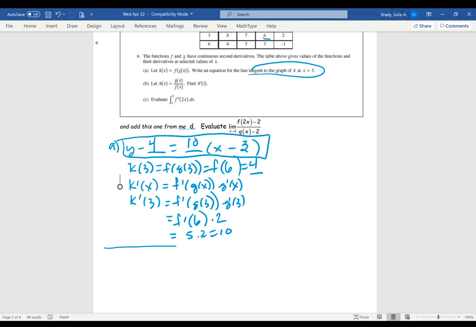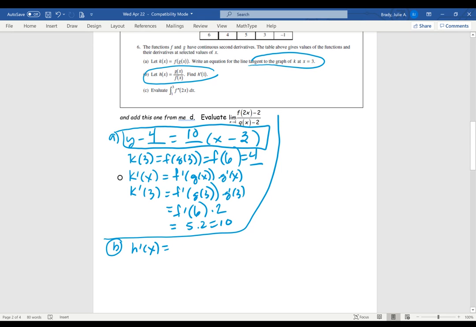Okay, now let's do the next one. Bam, this is quotient rule. Let's write out the rule first. So h prime of x, and don't let them trick you with the name. It's the derivative of the numerator, g prime of x times f of x, then minus the derivative of the denominator times the numerator, whole thing over the denominator squared, which is f of x squared.